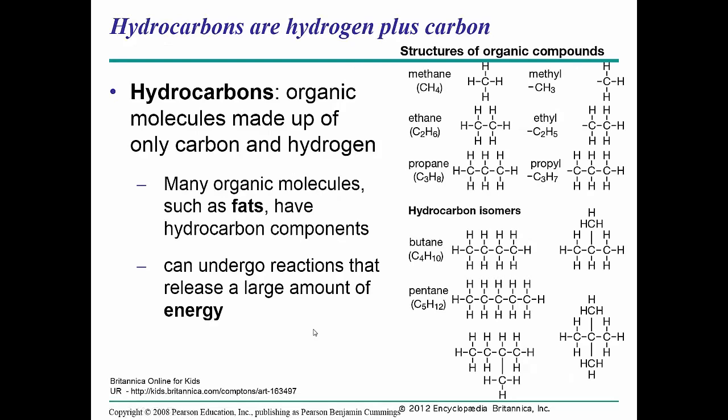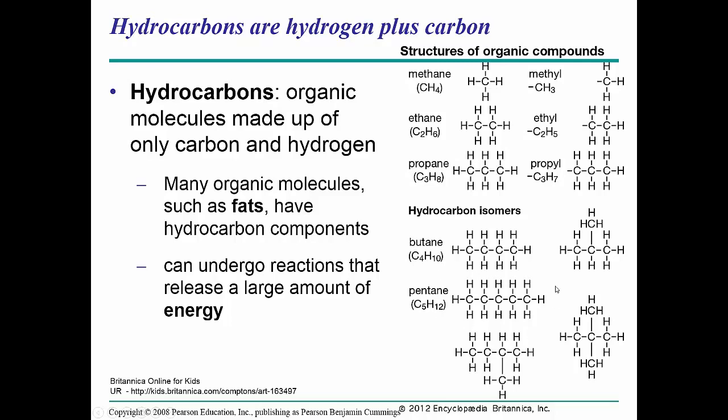A hydrocarbon is just an organic molecule made up of hydrogen and carbon. It's nice because hydrocarbon, hydrogen and carbon. Many organic molecules, like fats, have hydrocarbon components. So this is a really important type of carbon-based molecule. And we'll talk more about fats later on in this chapter. One of the major characteristics of hydrocarbons is that they can undergo reactions to release a large amount of energy.